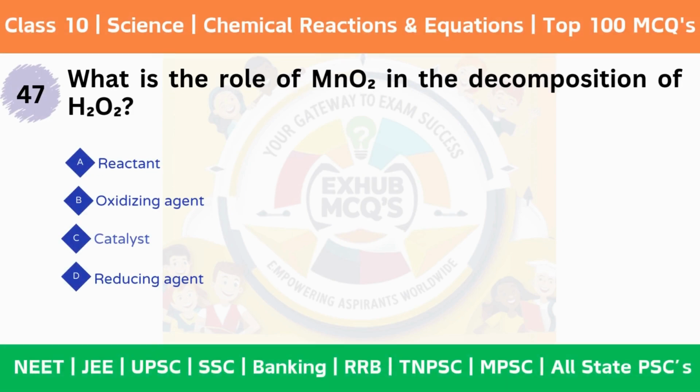MCQ 47. What is the role of manganese dioxide in the decomposition of hydrogen peroxide? Option A, reaction B, oxidizing agent. Option C, catalyst, reducing agent.